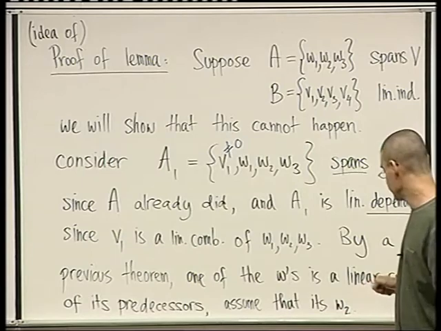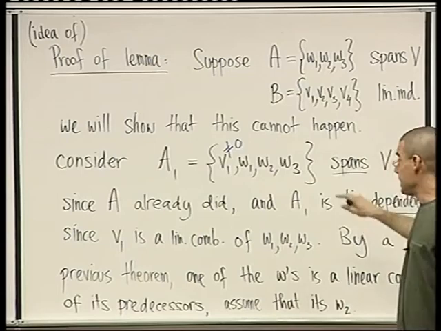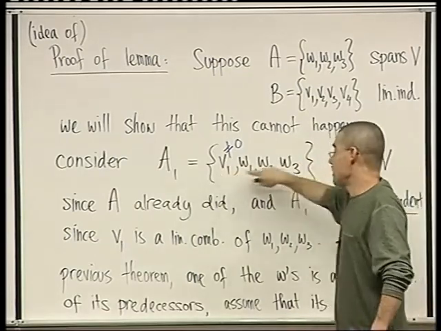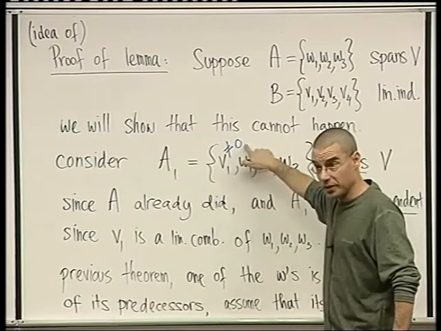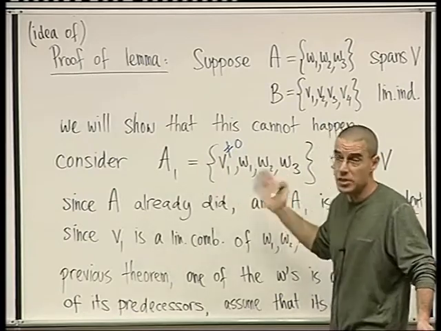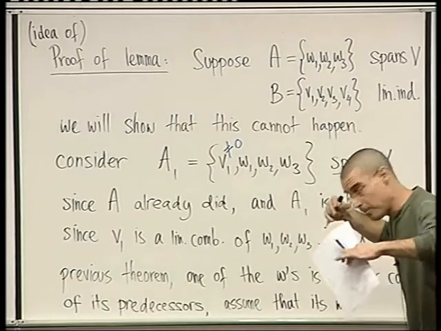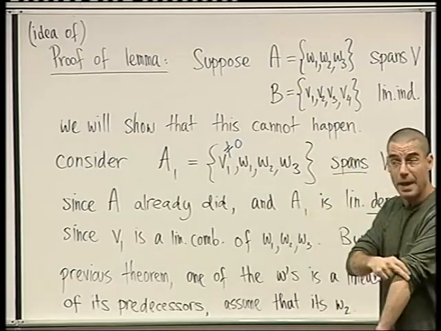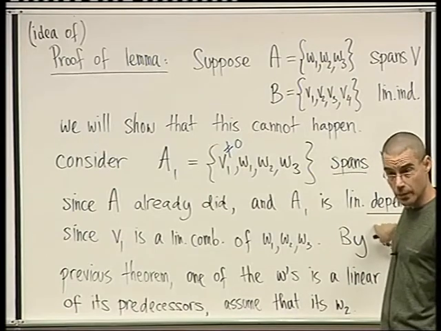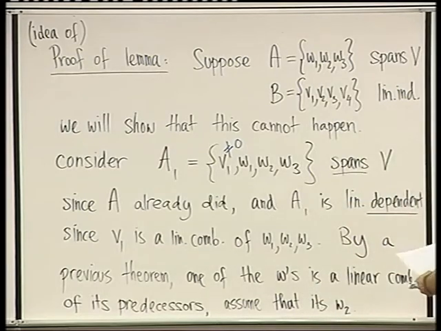Could you explain that part again? By a previous theorem, one of the W's is a linear combination of its predecessors? We had a theorem that said if you have a linearly dependent set and you order the elements in a certain order where the first one is non-zero, then one of the elements is a linear combination of those that came before it. That's a theorem that we had already proved. Okay, so I'm not going to prove it again. I'm basing on a theorem that we already had proved. You can look back and recall that theorem. It's a linearly dependent set. That's the requirement for this theorem to hold. Okay, good.